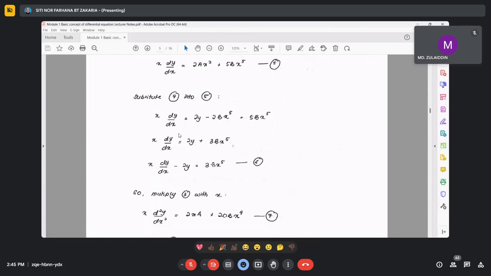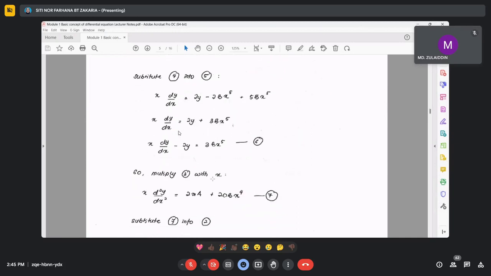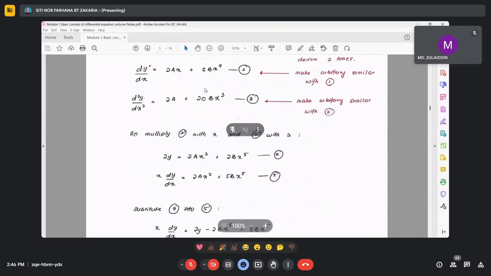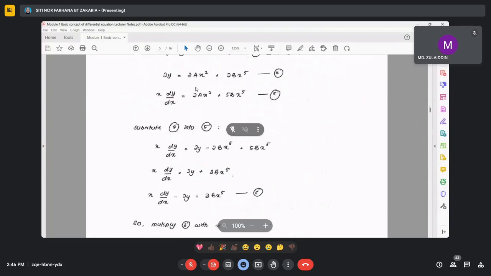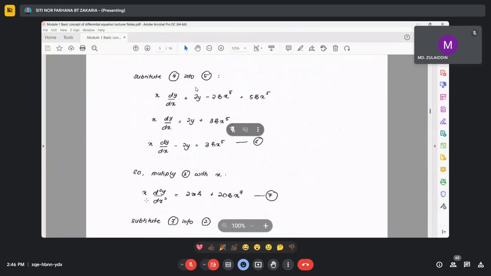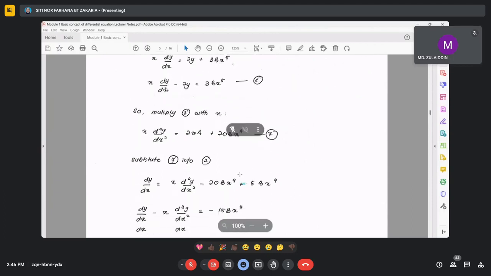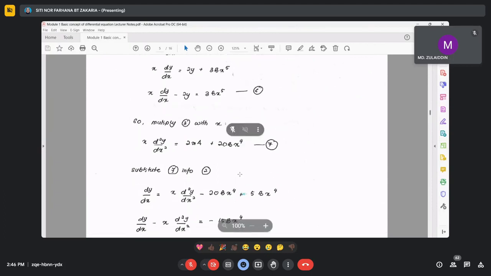Equation 6 still has b. So to remove the b, you can multiply equation 3 with x. So bila you multiply equation 3 with x, you akan dapat this equation: x dy dx over dx power of 2 equals 2xa plus 20b x power of 4. Okay, faham ke ni? Do you understand?